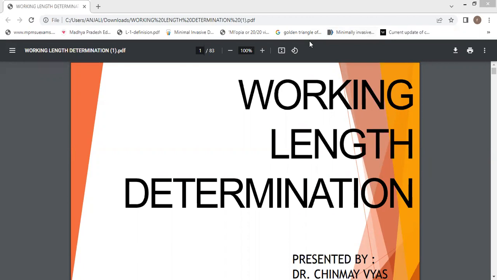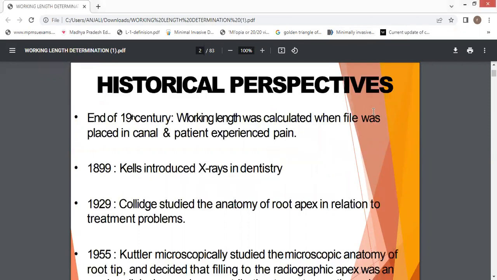Good morning, class. Today we will discuss working length determination. The historical perspective of working length determination is: in the end of the 19th century, working length was calculated when a file was placed in the canal and the patient experienced pain.